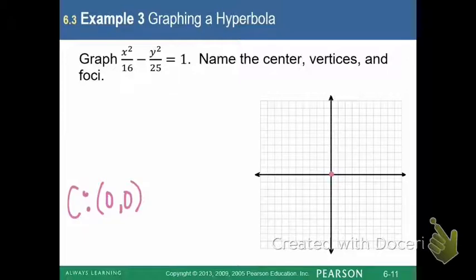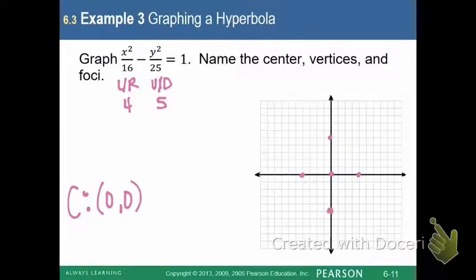What's the same as graphing these as with ellipses is that you still look under the x to tell you how far left and right, and you still look under the y's to tell you how far up and down. And you still take the square root. So we'll take the square root of 16, that gives us 4. Square root of 25 gives us 5. So from the center, I'm going to go left and right 4, make dots there, and then up and down 5.